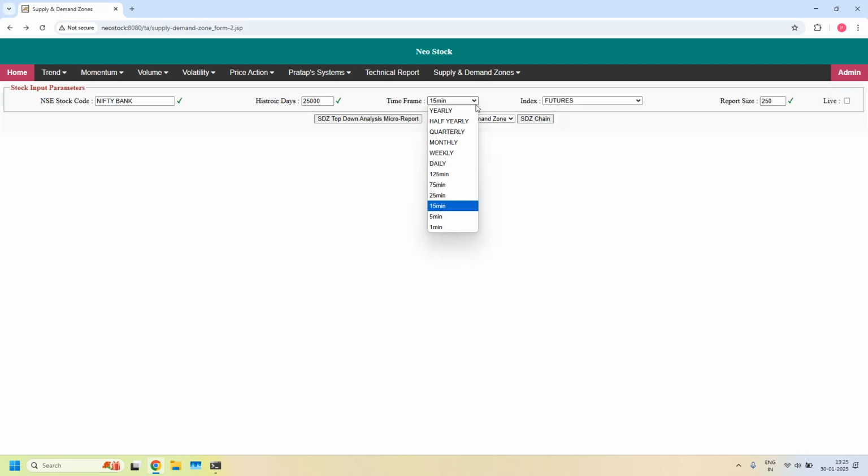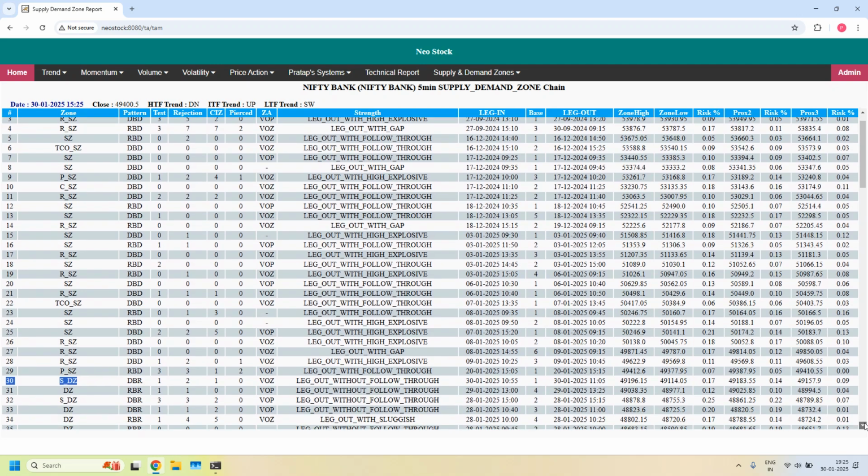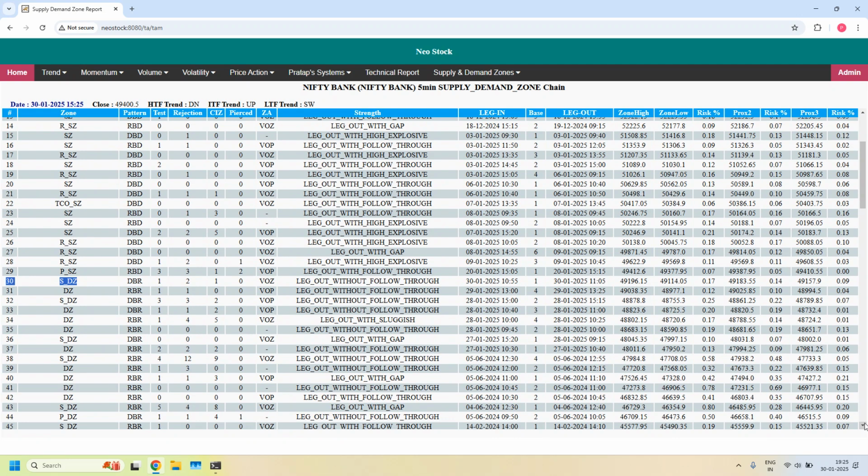Next, 5 minutes supply demand zone chain for Bank Nifty. Nearest demand zone is number 30, serial number 30. Nearest supply zone is the pierced supply zone, number 29. Okay, let me put it in the center by scrolling the list down.